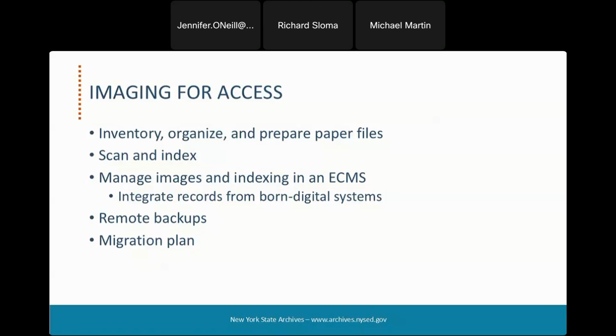And when we talk about a migration plan, we're talking about a plan to move those electronic records to a different format over time. Because we know some things are going to last a very long time, like PDF, but nothing lasts forever. And when we're talking about permanent records, we're definitely talking about some kind of migration, some kind of format change.